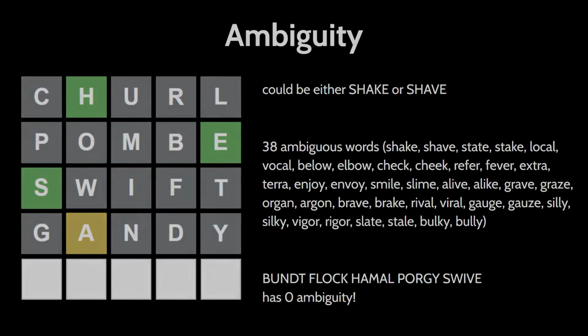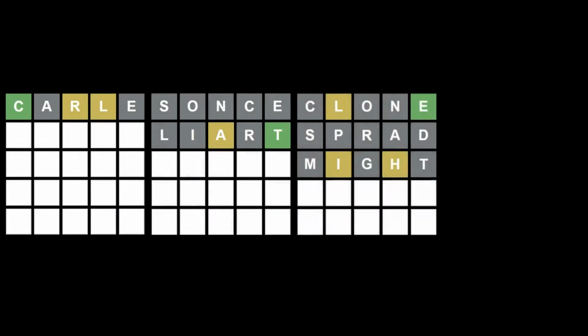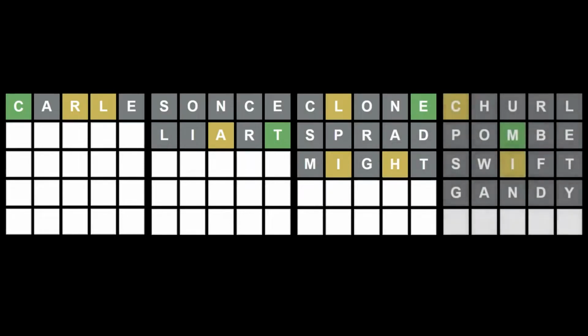In order to think about how to find a good 5-word set, it is helpful to think about how the best sets of 1 through 4 words were found. Those sets are Carl for 1 word, Saunce, Lyart for 2 words, Clone, Sprad, and Mite for 3 words, and Churl, Palm, Swift, and Gandy for 4 words.